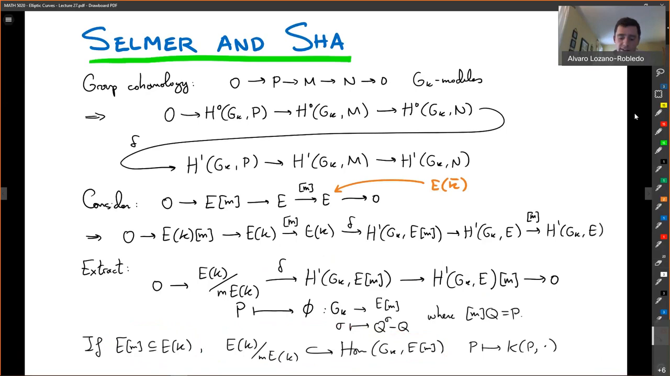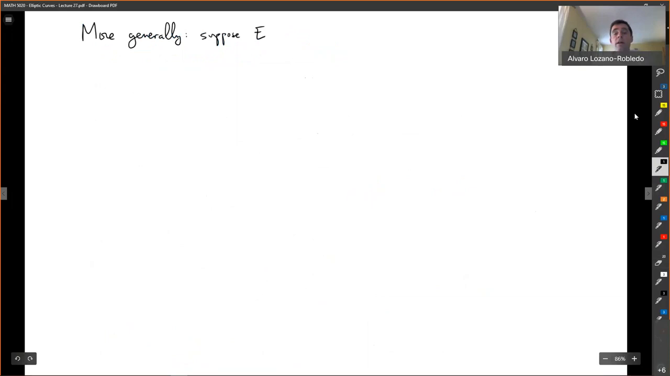So we can actually weaken that a little bit by assuming that what we have is an isogeny instead of a full multiplication by M, and we can come up with other isogenies that will be a little less restrictive later on. So suppose E and E prime are isogenous over K. And so we have an isogeny phi from E to E prime that is defined over K.